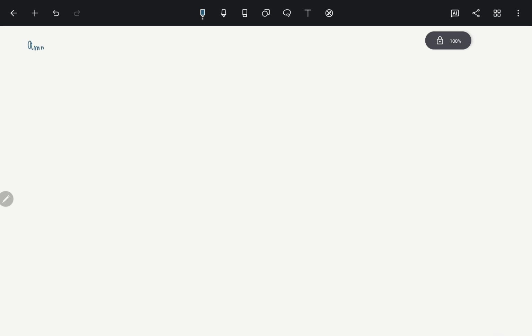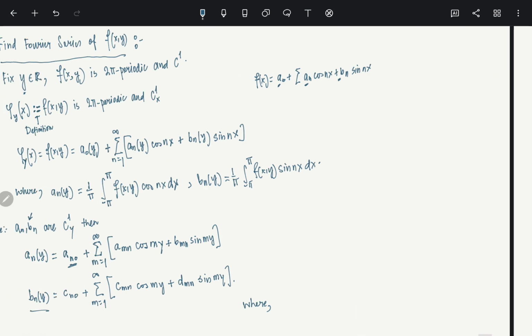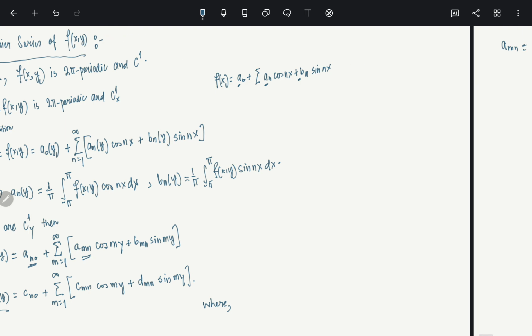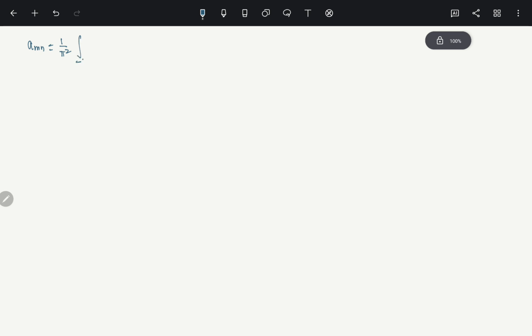Amn equals 1 by c. Amn, this is 1 by pi, which was already there, right? And then you have another 1 by pi. So basically it becomes 1 by pi square, integral minus pi to pi, again minus pi to pi, f of xy cosine nx cosine my dx dy. I hope this is okay.